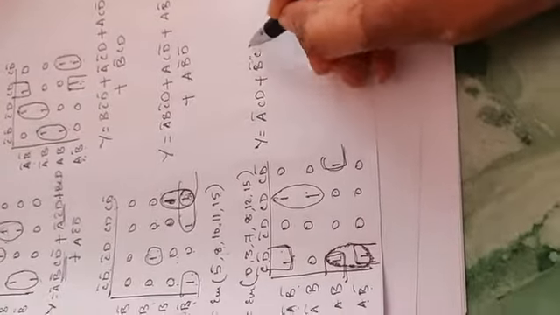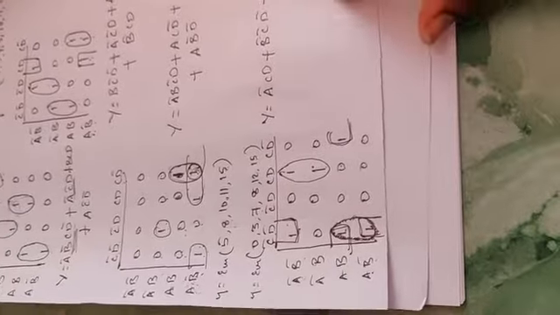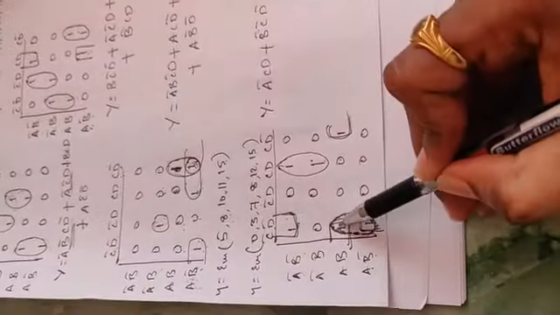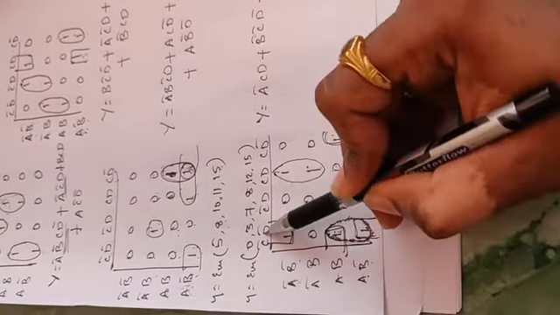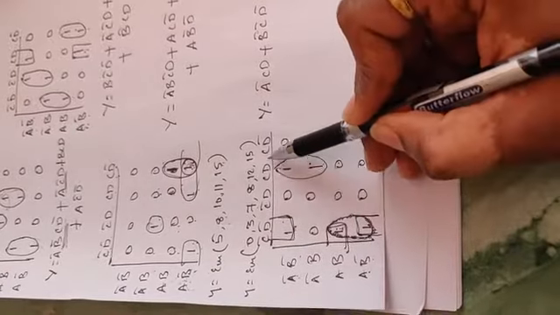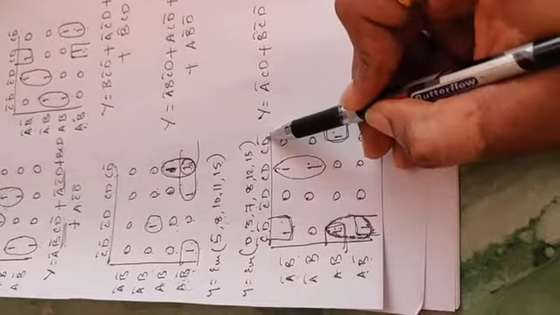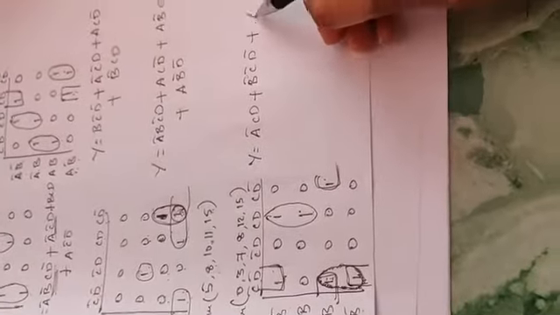B bar C bar D bar. Okay, let me concentrate on this one and this one now. This one and this one means you need to look upper, C bar D bar and C D bar. C bar C cancels, D bar remains as it is, and A B D bar. This is your expression.